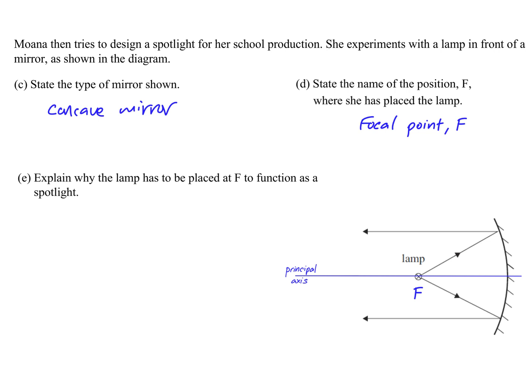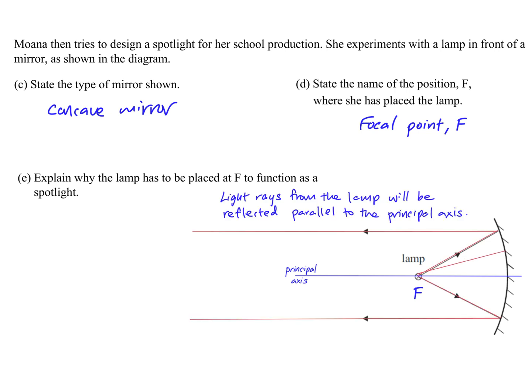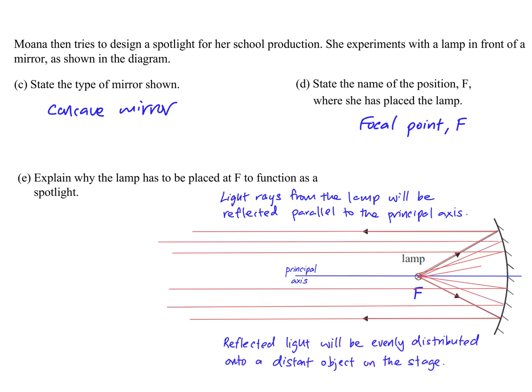And for part E, explain why the lamp has to be placed at the focal point F to function as a spotlight. So basically what we're trying to do here is make every reflected light ray move parallel to the principal axis, falling evenly onto an object on the stage, which is quite a distance away from the concave mirror.